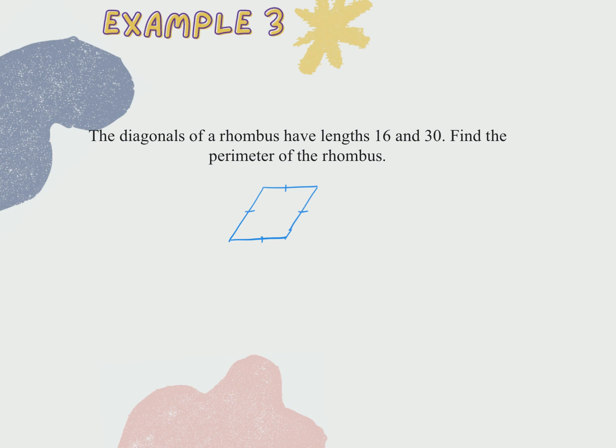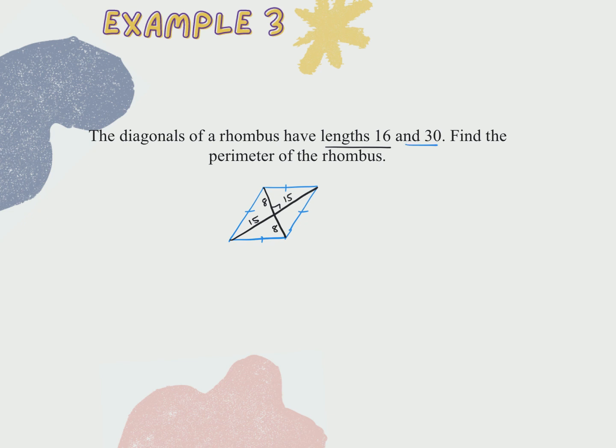So I also know that the diagonals of a rhombus intersect at 90 degrees, okay? And they also split each other in half. So what happens is if my rhombus has diagonals of lengths 16 and 30, then I know, for example, this is 8 and this is 8, and this would be 15 and this would be 15, okay? So the long diagonal is 30, the shorter one is 16.